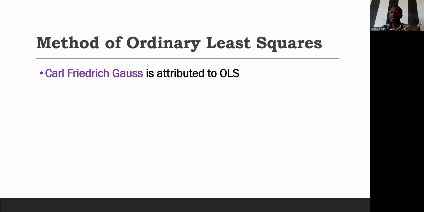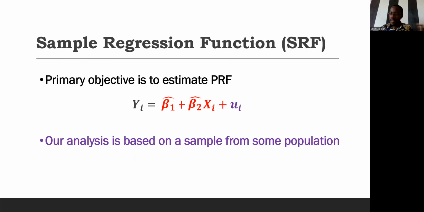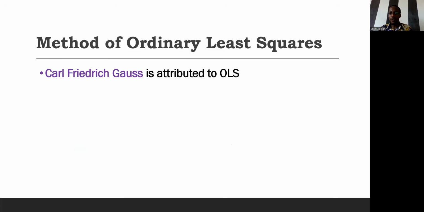So there is the question of how we get those estimates, beta 1 and beta 2. We would use the method of ordinary least squares. It is attributed to a man called Carl Friedrich Gauss. We are not going to look at who he is. That is the name. This man helped develop this method of ordinary least squares that we use in estimating the regression coefficients. Maybe just a little thing about how these things come about.